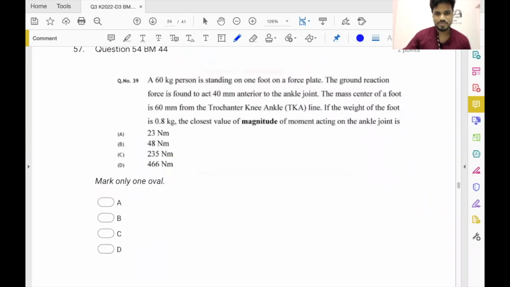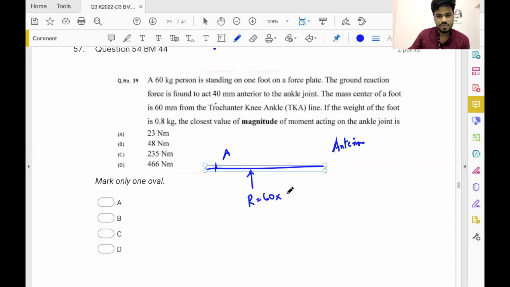Then, 60% standing on a trochanter, kneeling. For the practice, let's quickly do this. There is no equilibrium and all that, you just have to find the moment. Let's say this is the ankle. From the ankle, we have a 60 kg person. Ground reaction force is found to act at 40 mm anterior to the ankle joint. This is the anterior direction, so this is where the force acts. The entire reaction force corresponds to 60 into 9.8, or at least 10, to get the force.